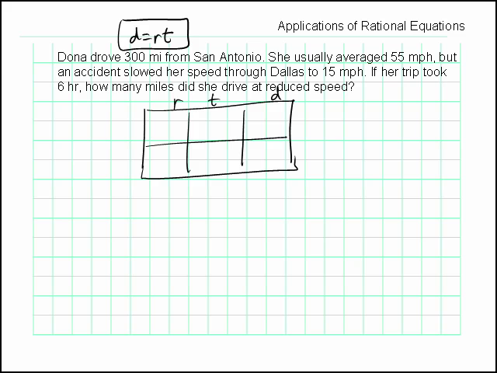Donna drove 300 miles from San Antonio. She usually averaged 55 miles per hour, but an accident slowed her down through Dallas to 15. Her trip took 6 hours. How many miles did she drive at the reduced speed? So let's let x equal the distance traveled at the reduced speed.